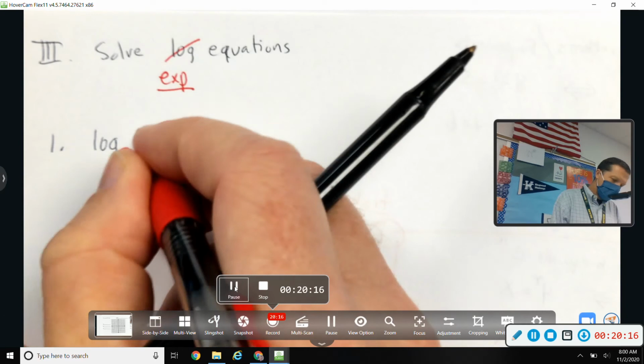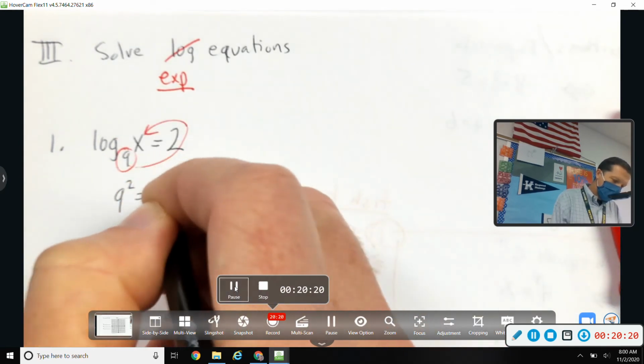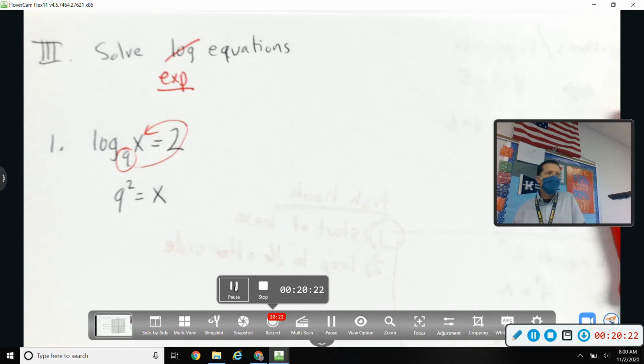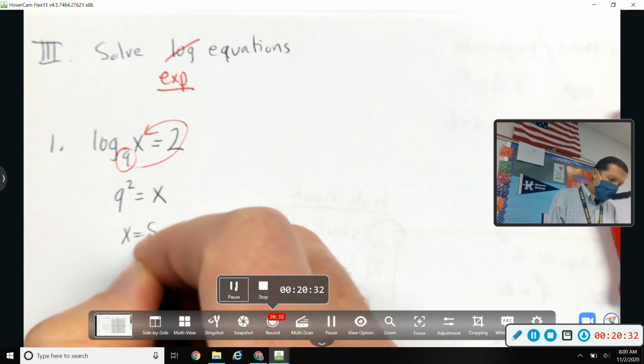So fishhook, 9 squared equals x. And most of them are really this easy. The test isn't the math of it. The test is, can you fishhook right? And if you can fishhook right, well, 9 squared is 81, so x is 81.